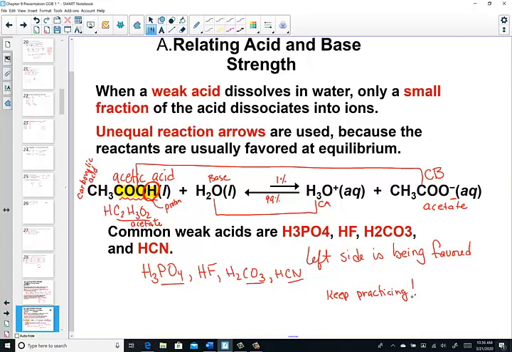What's the difference between a strong acid and a weak acid? A strong acid will 100% dissociate, so we have just one arrow pointing in the forward direction. A weak acid does not set up a 100% dissociation. It sets up a dynamic equilibrium, so you'll see two arrows, one in the forward direction, one in the reverse direction, where the left side of the equilibrium is highly favored. Weak acids do not ionize as well as strong acids.